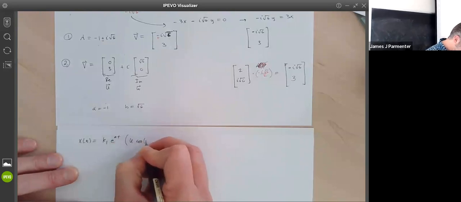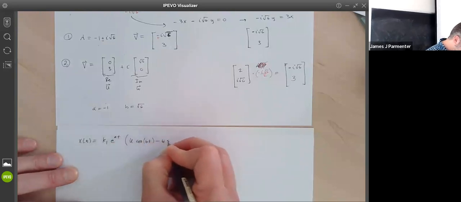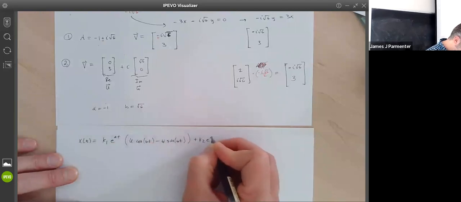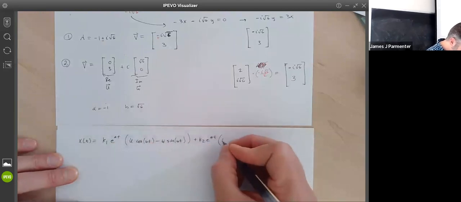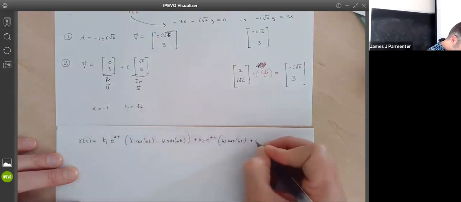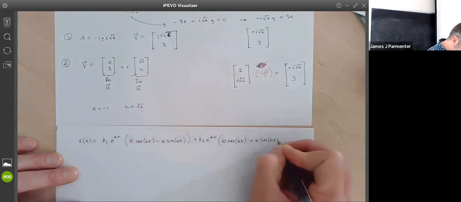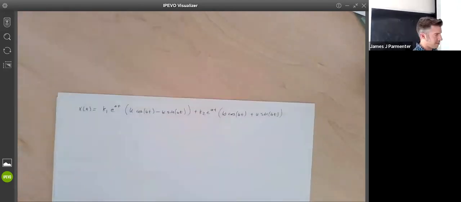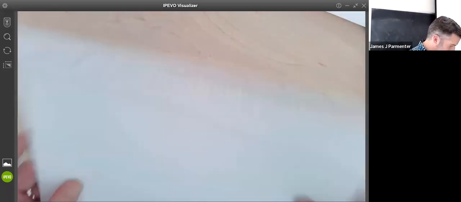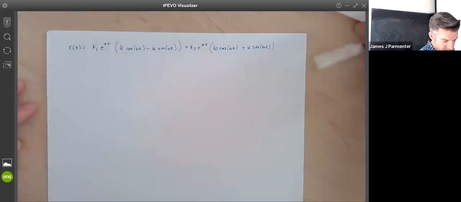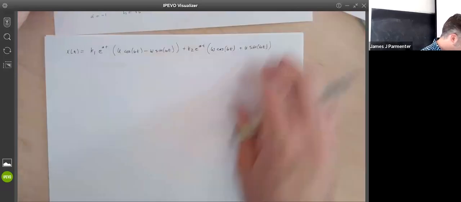u cosine of bt minus w sine of bt, and then plus k2 e to the at, and then it's w cosine of bt plus u sine of bt. If you do it enough, you'll memorize it. Not that you should, but I'm already starting to be like, oh, I kind of remember what the formula is. So do something enough times, you can memorize it. You just probably don't need to. All right, and then I just literally turned to the page I need.